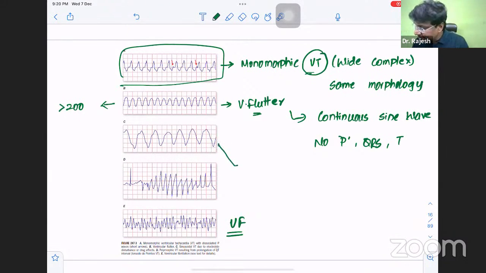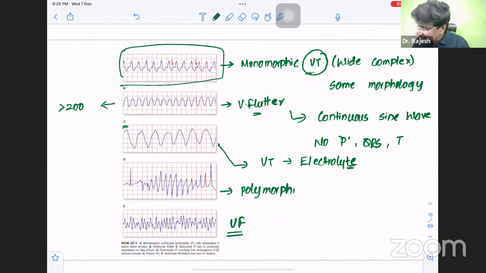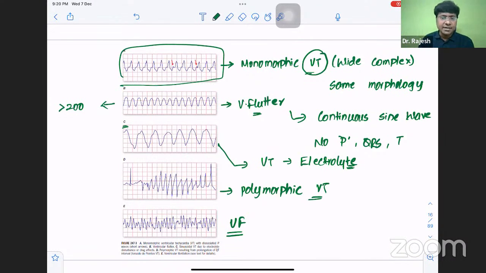And the third one, that is C, it is also VT of electrolyte abnormalities because the complexes are very broad and the rate is around 150. And your D is polymorphic VT. So how will you tell it is a polymorphic VT? Because if you take the complexes, they are of variable morphologies. That is why it is called polymorphic VT.